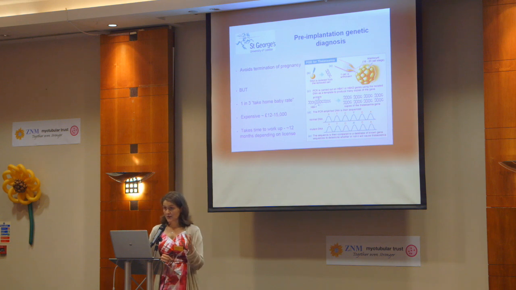This, talking in terms of UK practice, is available on the NHS for severe conditions. There are conditions that have to go through a process of being licensed for PGD. And so you can have 3 cycles of IVF if you don't have any healthy children and try this PGD process. But it's also available privately, and it is quite expensive, about £12,000 to £15,000 to do it.